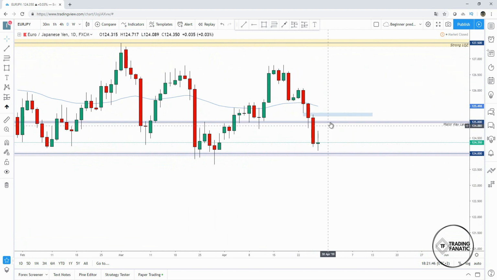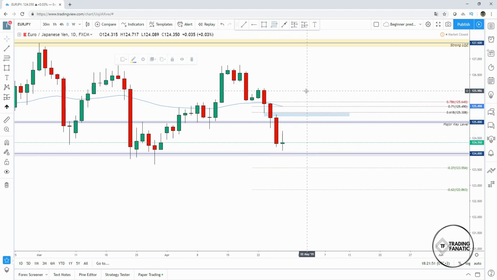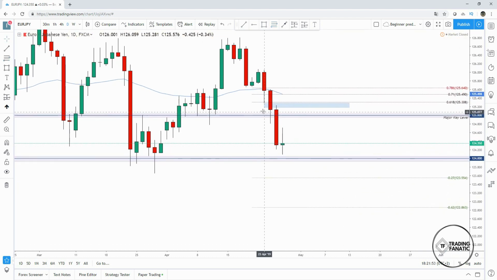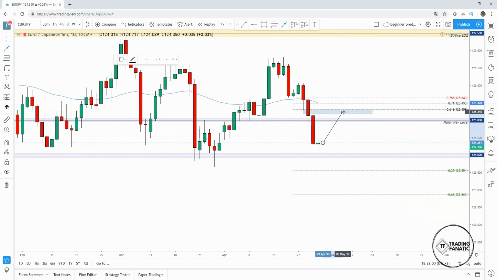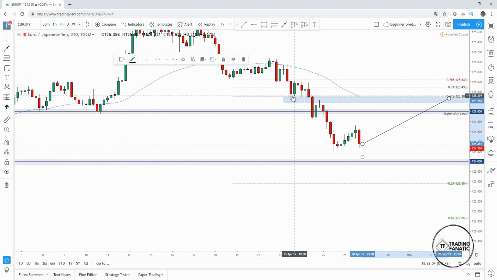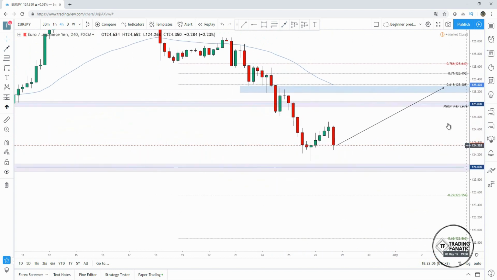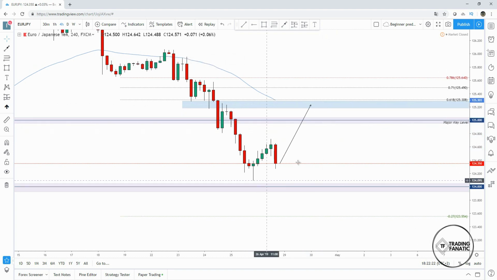Now we expect a pullback. We can pull a fib, and as you can see, perfect confluence with this 4-hour price zone where we would expect our pullback to happen. As you can see, wicks, that is a liquidity zone where orders are being grabbed by the banks. Here we have as well the 125.0 level, which is a very major key level of the pair.